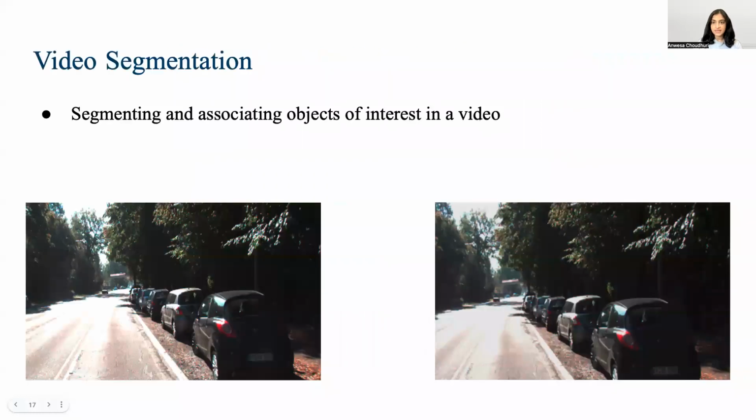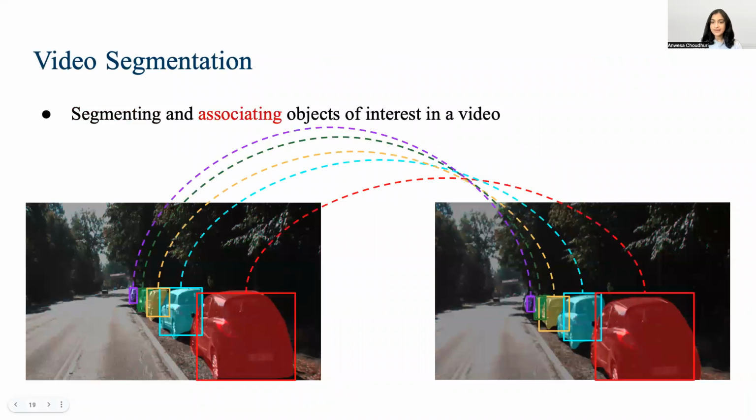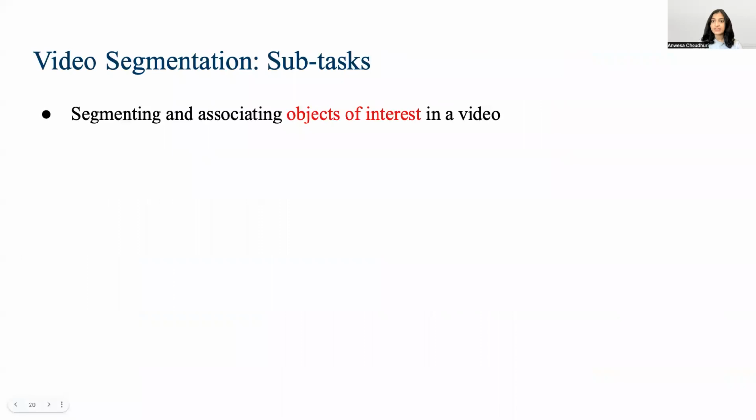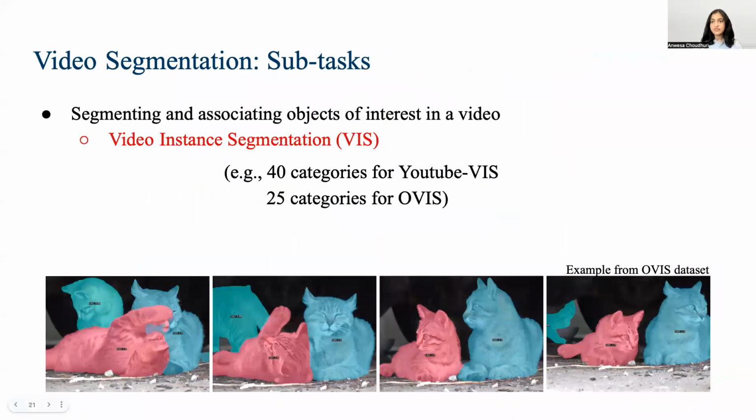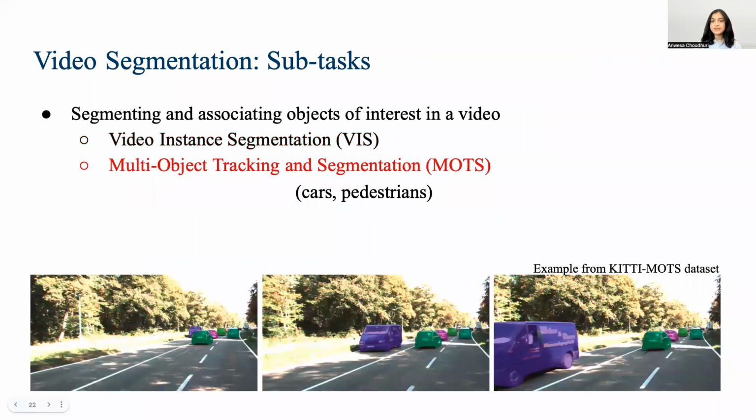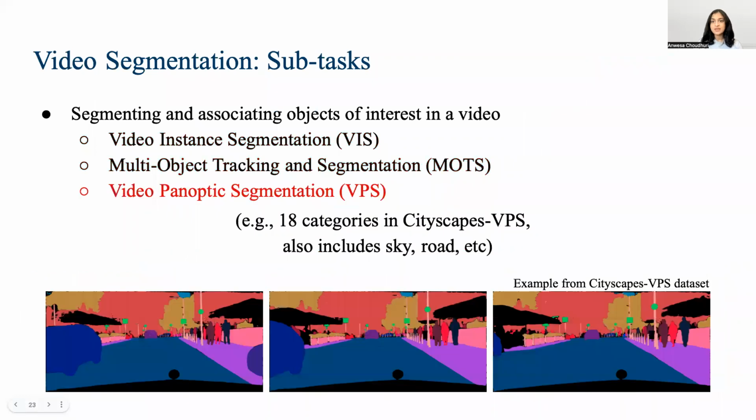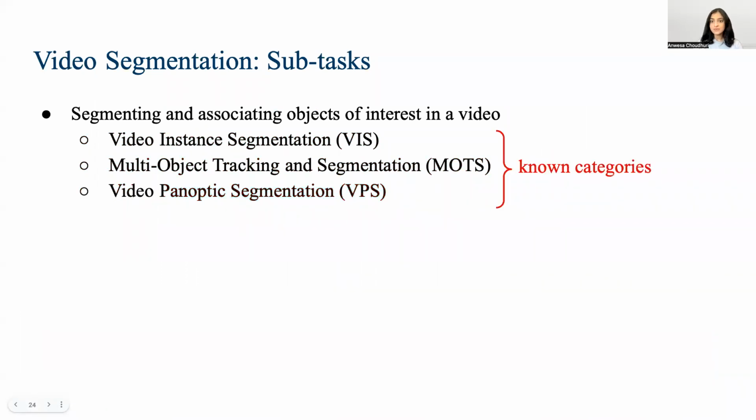Video segmentation is the task of segmenting and associating objects of interest in a video. Subtasks are defined in the community according to the objects of interest. For example, video instance segmentation involves segmenting diverse types of objects. Multi-object tracking and segmentation focuses mainly on cars and pedestrians. Video panoptic segmentation involves segmenting each pixel in a video frame. In this work, we are interested in known categories of objects, so we evaluate on these three tasks.